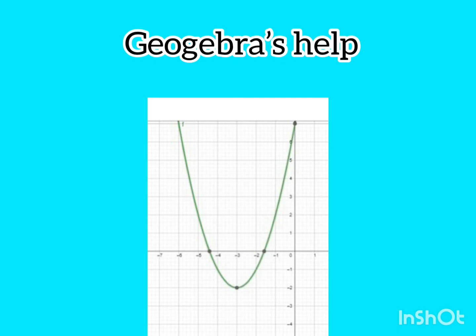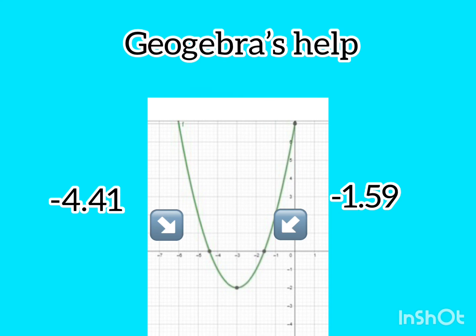So what is going to show in the graph are the 2 points where the parabola crosses the x-axis. And those 2 points are minus 4.41 and minus 1.59. And this is how x is found in a quadratic function.